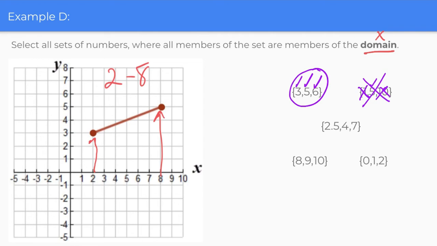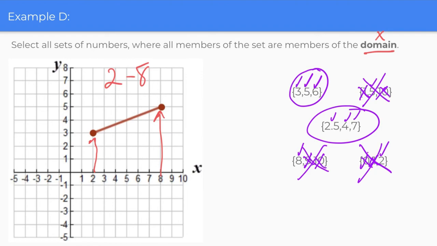Our next one, we've got 2.5. That does fall between 2 and 8. 4 does fall between 2 and 8. 7 falls between 2 and 8, so that answer is correct. Does 8 fall between 2 and 8? Yes. But does 9? No. 10? No. Unfortunately, that is a wrong answer. 0? No. 1? No. 2? Yes. But unfortunately, only one right answer is not enough here, so that is incorrect as well.